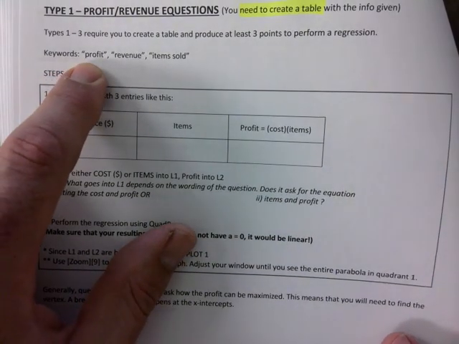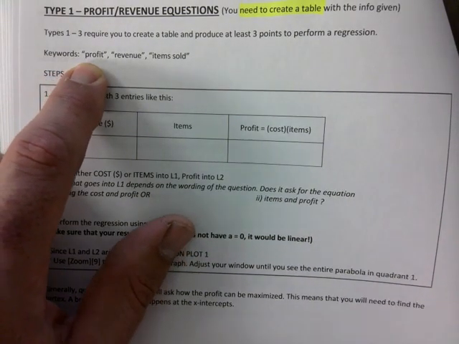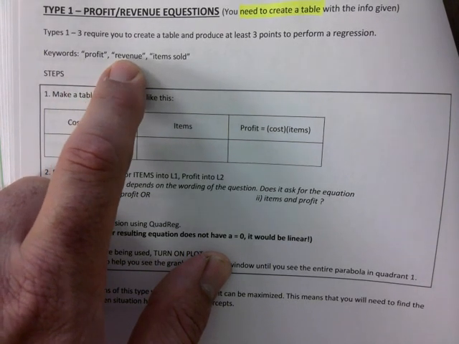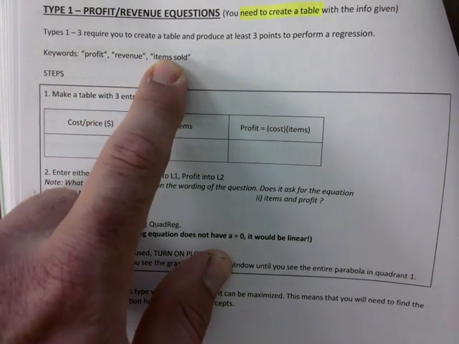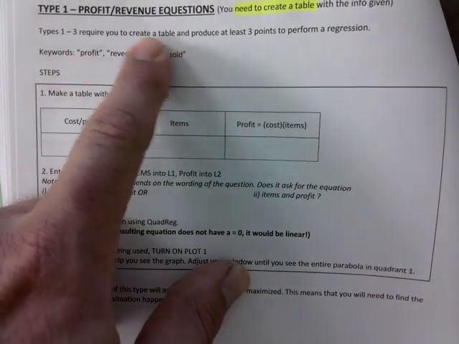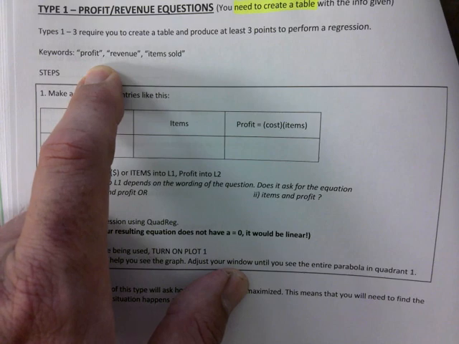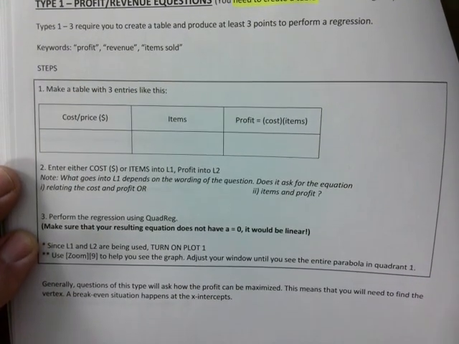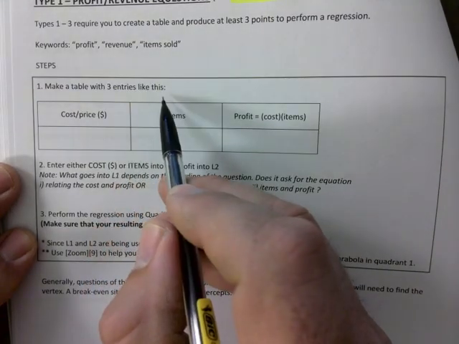Some keywords here. This is on page 53. Whenever you see something related to profit, revenue, items sold, or number of rentals, or anything like that, when you're basically trying to make money, this is going to be your type. Make a table with 3 entries like this.